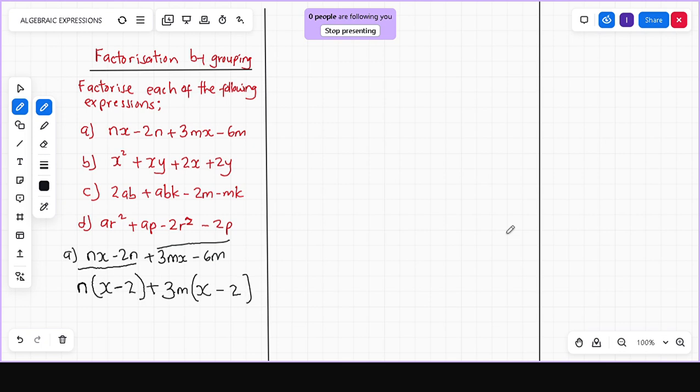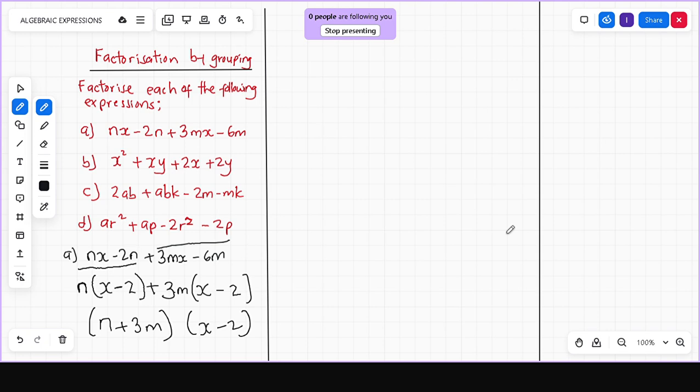Now we can observe that the brackets are the same. Whatever is inside the bracket, we've got x minus 2 here, and also x minus 2. So we take whatever is outside the bracket in the first part, plus the one that is outside the bracket in the second part. So it is n plus 3m. Close the bracket. That is the first one. Then from these brackets, we just pick one because they're the same, x minus 2. And that's how we solve part A.